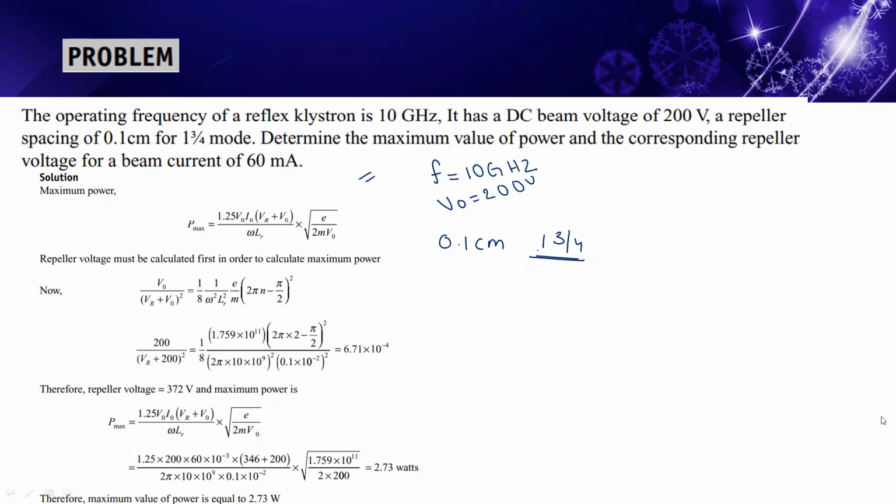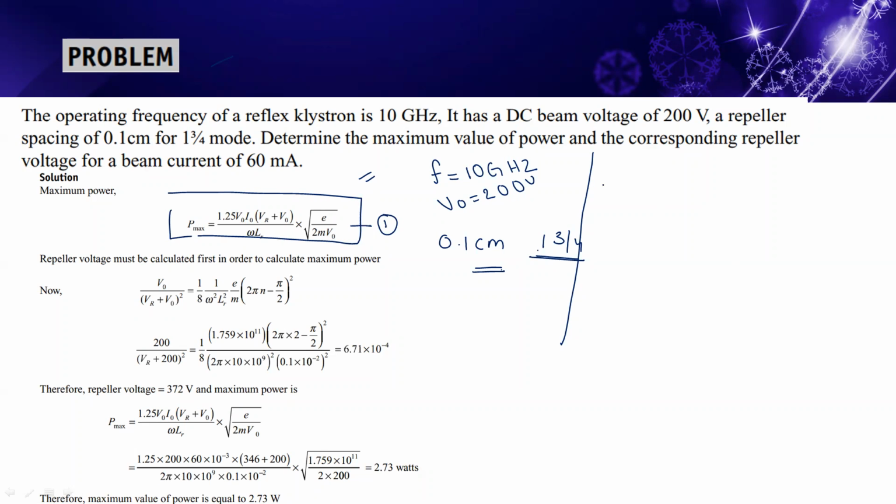Determine the maximum power and the corresponding repeller voltage for a beam current of 60 milliamperes. This type of problem was briefly discussed earlier. So take the fundamental formula, equation number 1.